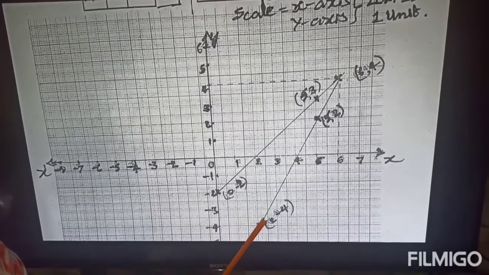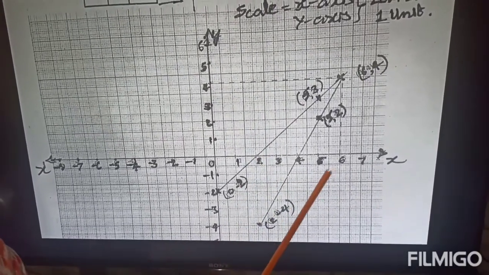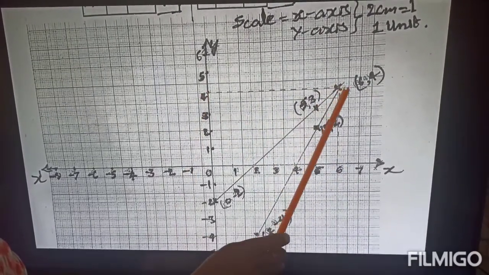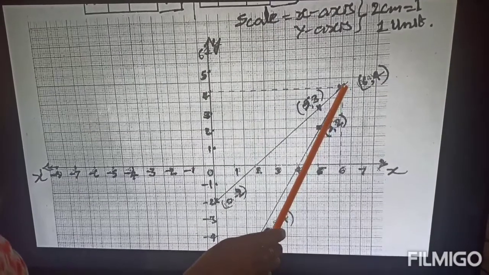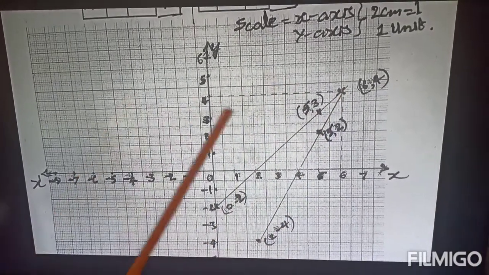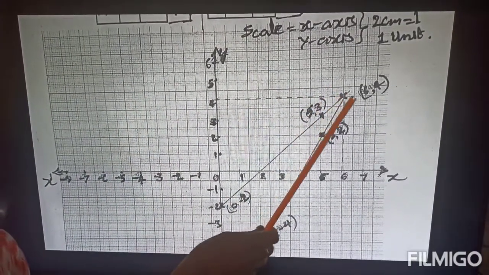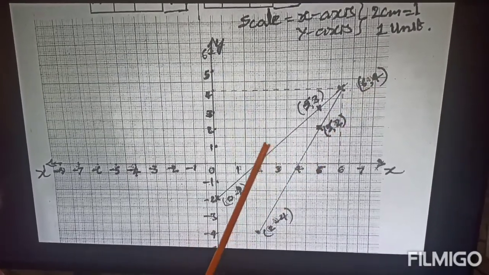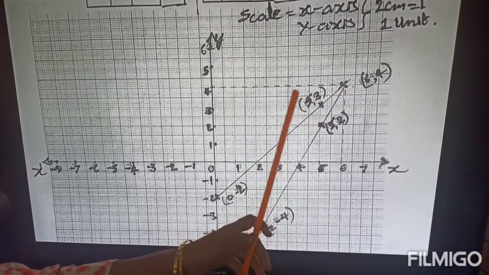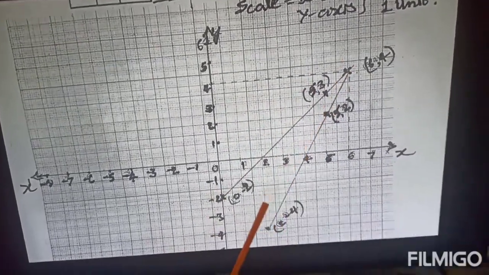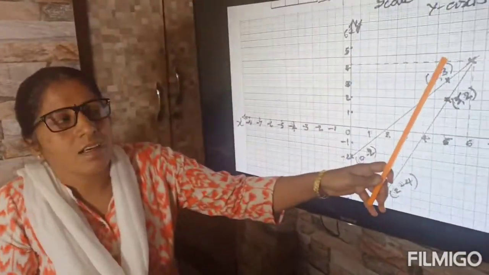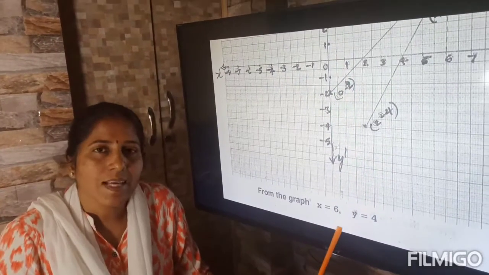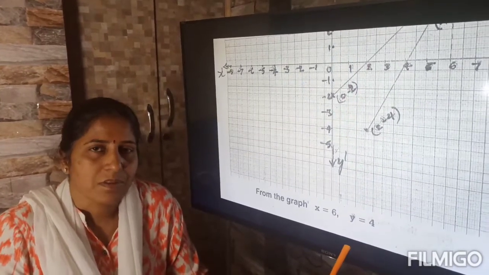This point. Okay. Third point is 6, 4. 6 on the x-axis and 4 on the y-axis. Both intersect at this point. Both equations have this point in common. 6, 4 are there in both equations. Therefore, these two straight lines intersect at this point. Okay. x is equal to 6 and y is equal to 4.